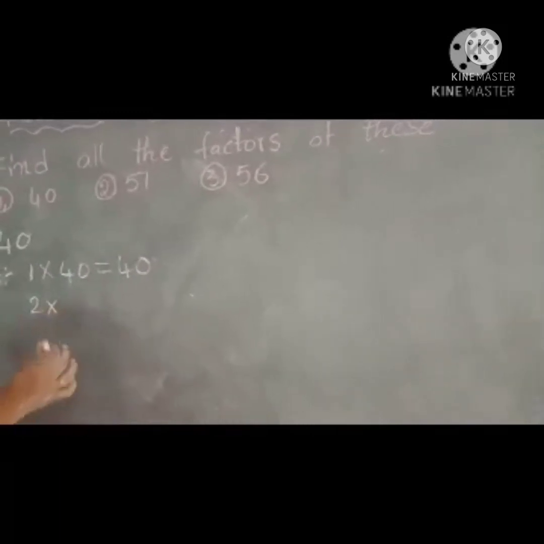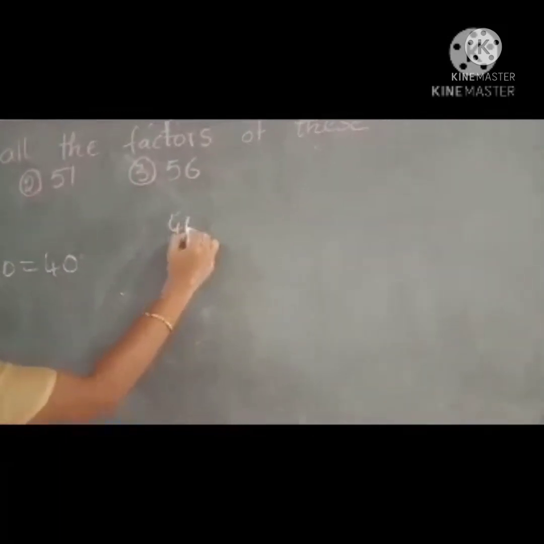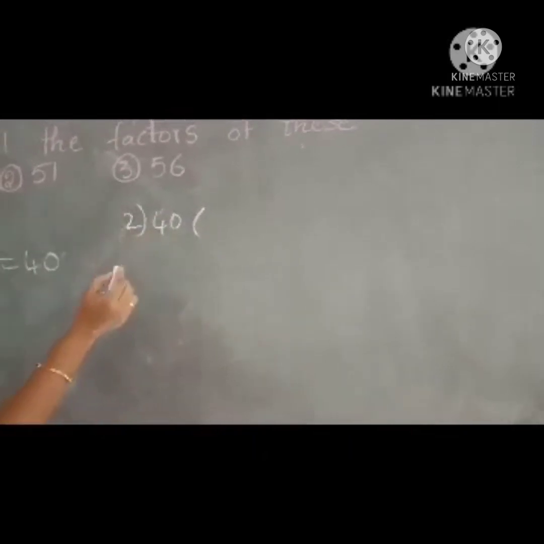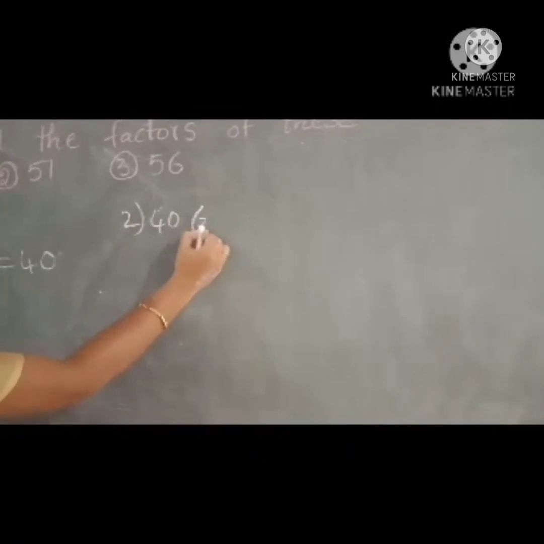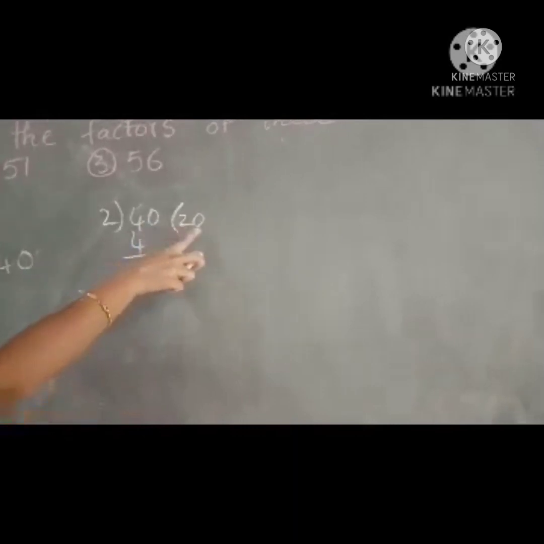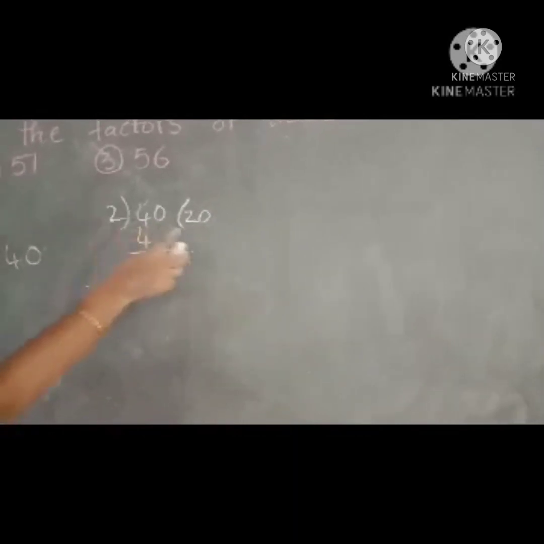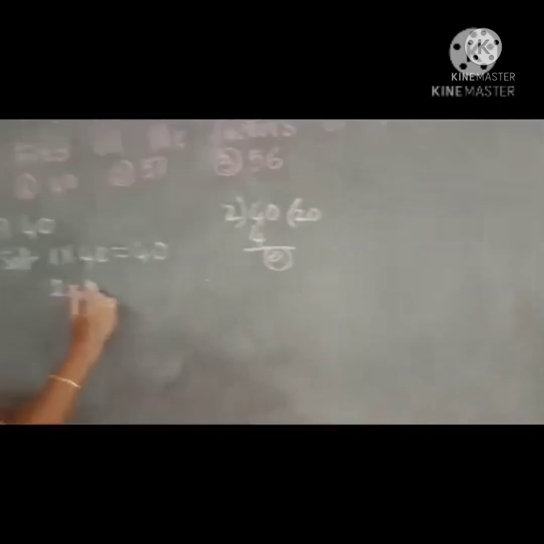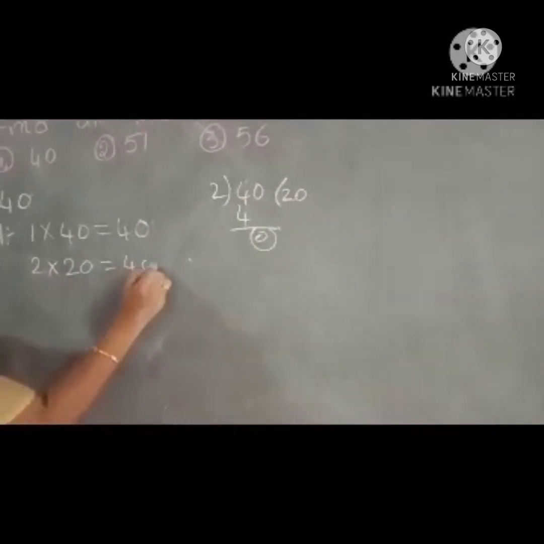In the 2 table, again we have to check the division. 40 in the 2 table. See children, how many times is 2 in 4? 2 twos are 4, remainder 0. Again we have to keep 0 here. Why? Because 0 is there, no? That's why we have to keep 0 here also. 2 20s are 40. Here we have to write 2 into 20 is equal to 40.